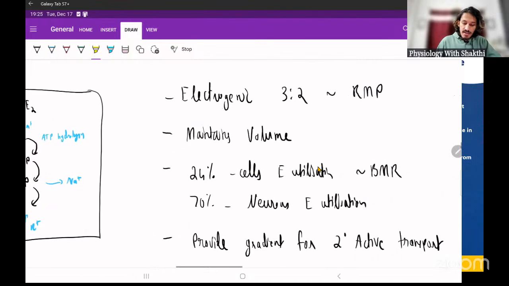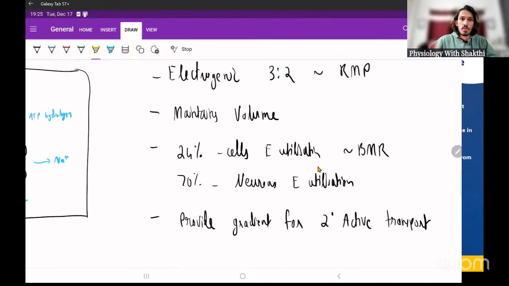Next, what are the functions of sodium potassium ATPase? One, it is an electrogenic pump. What does it mean? 3:2 ratio. So you saw how the 3 sodium is going outside, 2 potassium is coming inside. So it's not actually maintaining the ratio. 3 positively charged ions are going outside, 2 positively charged ions are coming inside. So it is maintaining some sort of a negativity state on the inside, because one extra positively charged ion went away. This is very important in order to maintain your resting membrane potential in the negative zones.